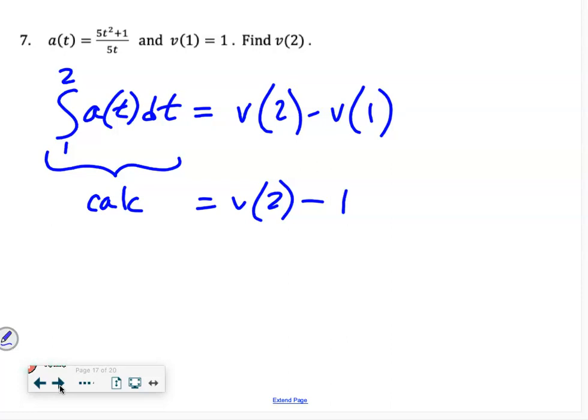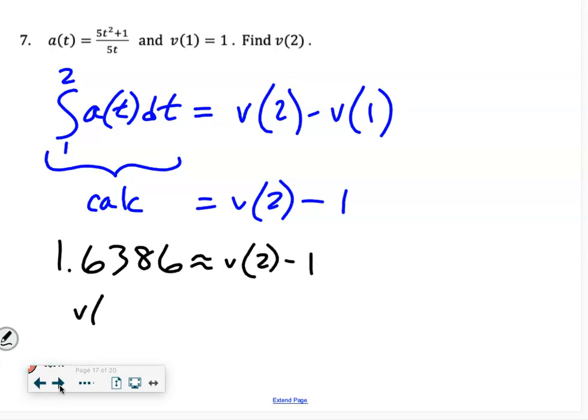Do you want me to here? I have it. I did this one during first today. Let's see. So I got 1.6386 approximately. Minus 1, so V of 2 is around 2.6386 approximately.